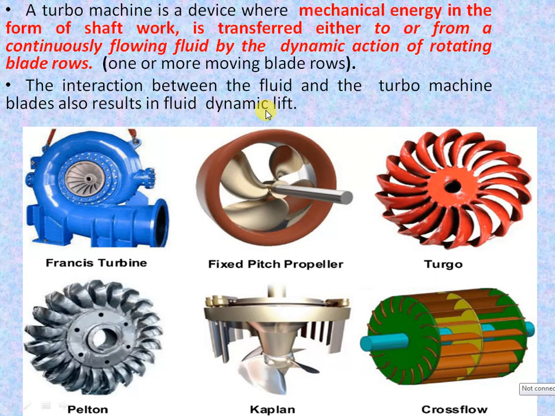Here are some examples of different types of turbines. This is a Francis turbine, Pelton wheel, fixed pitch propeller, Kaplan turbine, then cross flow turbine and turbo turbine. In the next session we will discuss the Pelton turbine, and Unit 3 is based on Kaplan, Francis and propeller turbines.